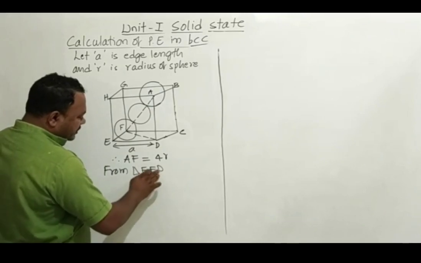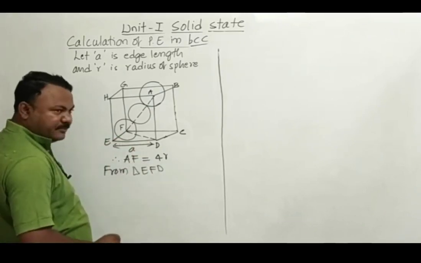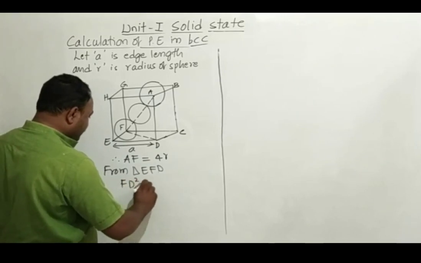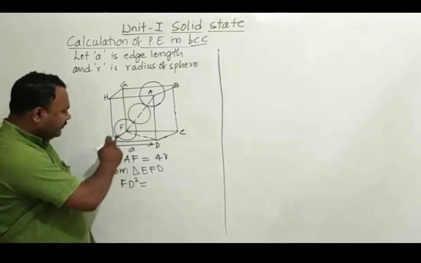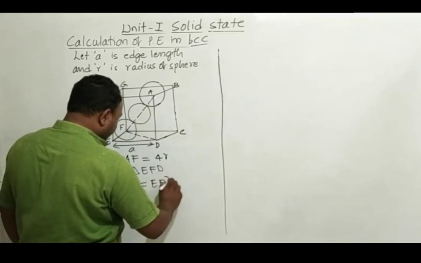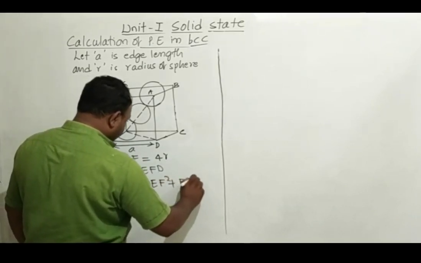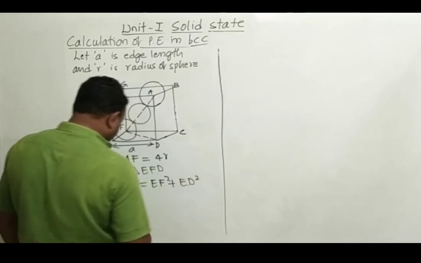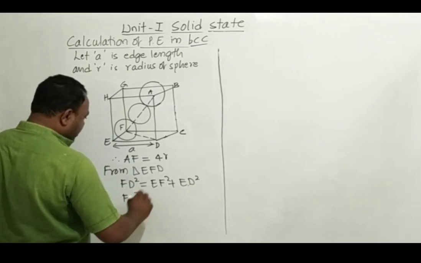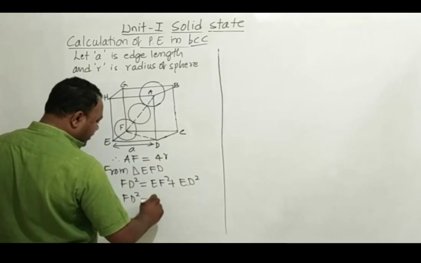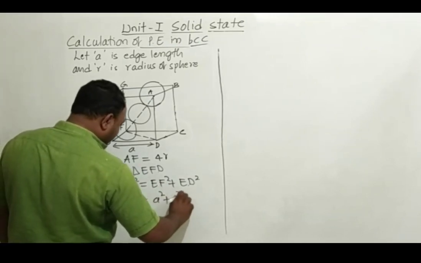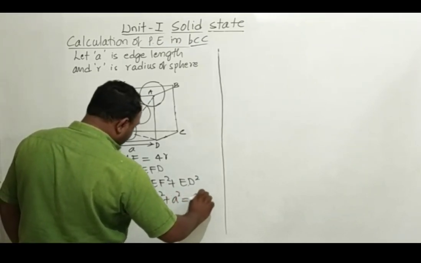So this is the right angled triangle EFD. I can write FD square is equal to EF square plus ED square. Now FD square value we are getting from this. EF square is, EF is A, so therefore this is A square. ED is also A, this is also A square. So we get FD square is equal to 2A square.